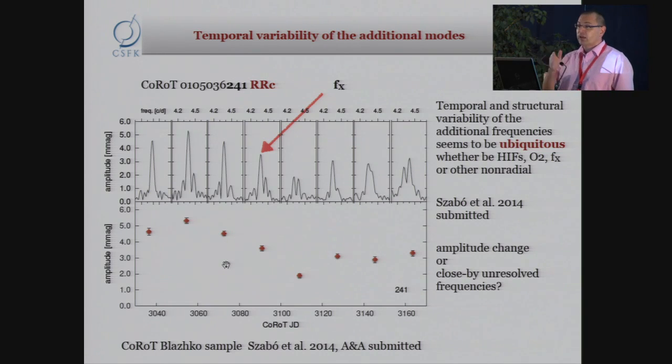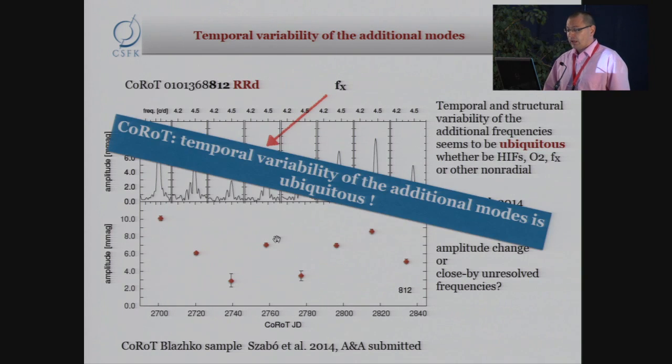We have longer data, and that's a work in progress. We can check whether we see additional modes very close to these additional ones. That's another example. And in conclusion, I could say that this temporal variability is again ubiquitous.